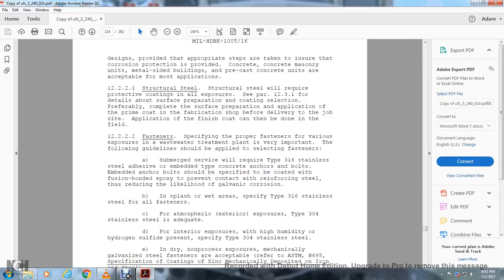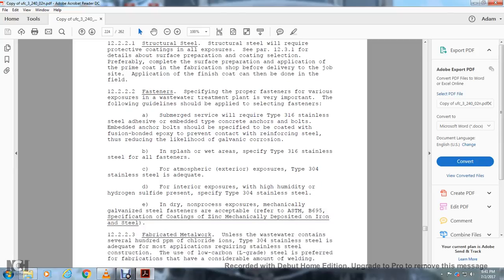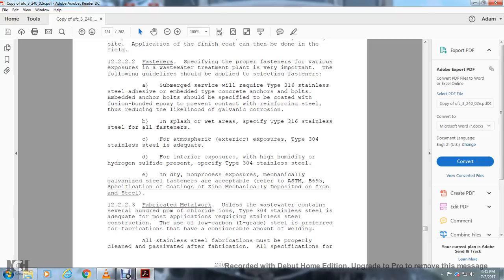For atmospheric exterior exposure, type 304 stainless steel is adequate. For inlet exposure, with high humidity and hydrogen sulfide present, specify type 304 stainless steel. For dry, non-process exposure, mechanically galvanized steel fasteners are acceptable. Refer to ASTM B695, the specification for coatings of zinc mechanically deposited on iron and steel.